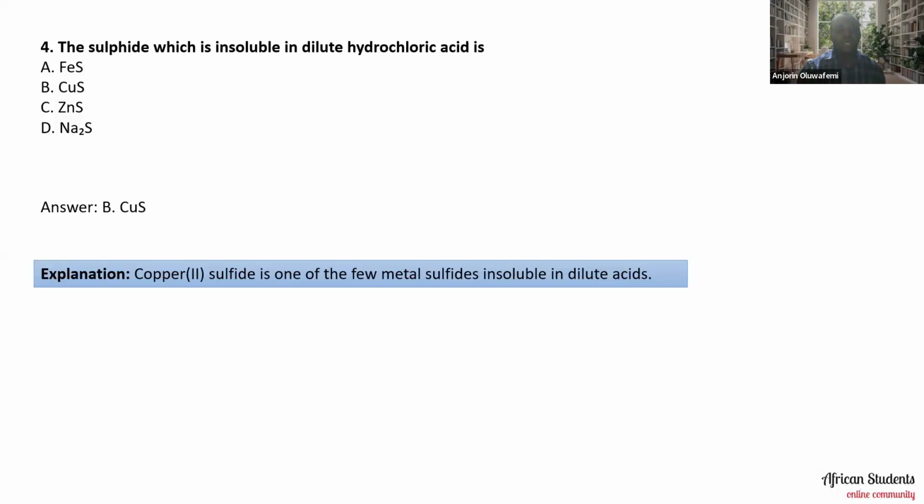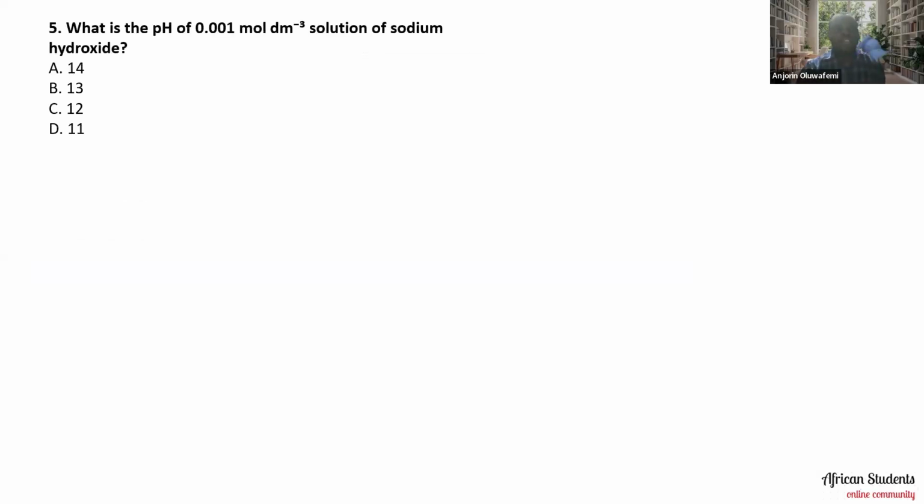The sulfide which is insoluble in dilute hydrochloric acid is: iron sulfide, copper sulfide, zinc sulfide, or sodium sulfide. The answer is copper sulfide. That is the sulfide that is insoluble in dilute HCl, and copper(II) sulfide is one of the few metal sulfides insoluble in dilute acid. Okay. What is the pH of 0.001 mole per dm³ solution of sodium hydroxide?